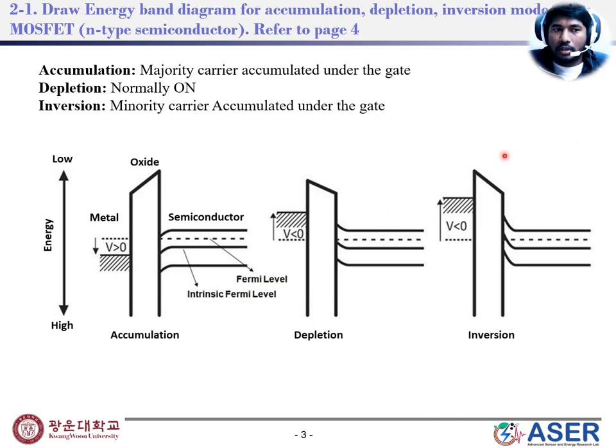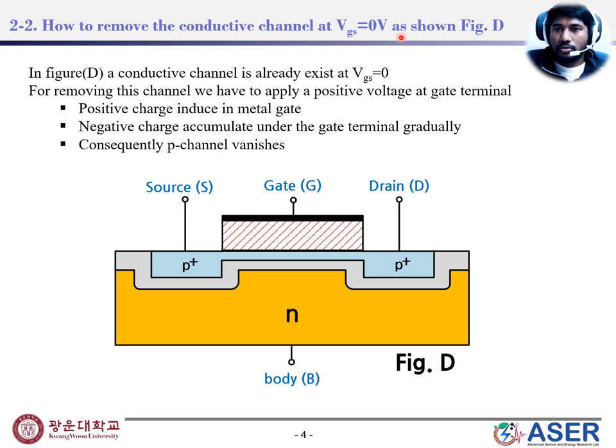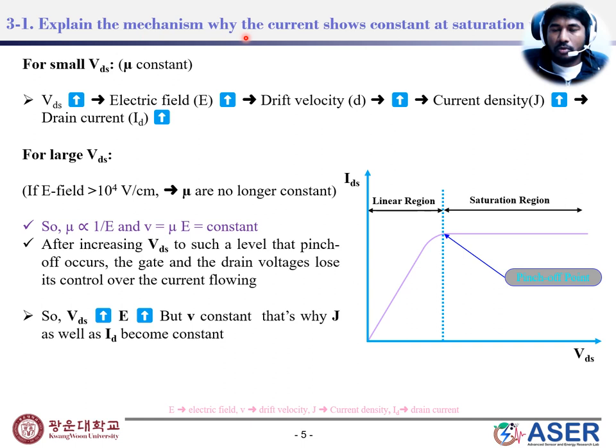How to remove the conductive channel at VGS equal to 0 as shown in figure D. So figure D is here. Here we can see P plus, and a channel exists between them. We have to remove this channel. To remove this channel, we have to apply a positive voltage at the gate terminal. A positive charge is induced in the metal gate and negative charge accumulates under the gate terminal, and consequently the P channel vanishes.